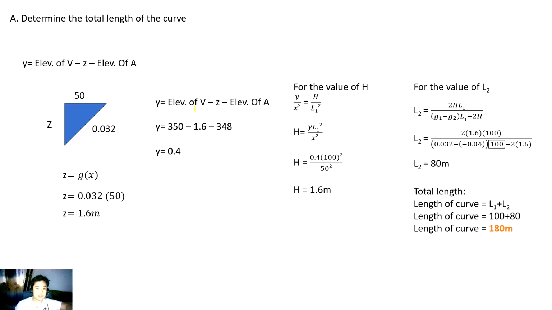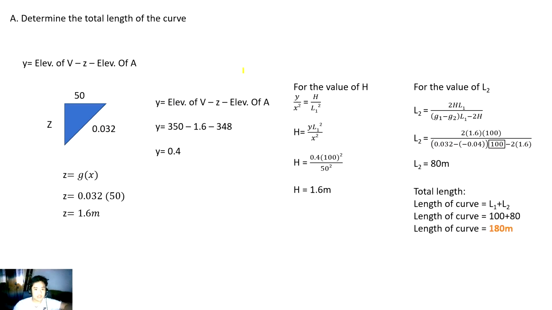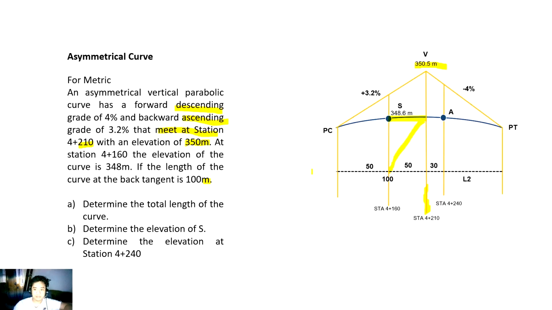So, ang elevation of vertex natin is 350, which is ito. Elevation of vertex siya kasi sabi, dun daw nag-meet. Meet at station. So, ito siya. Itong part na to. Vertex. Then, next, elevation of A, which is 348. So, ito, the elevation of the curve is 348. Since ito, meet at station, ito yung vertex, diba? So, ito yung A.